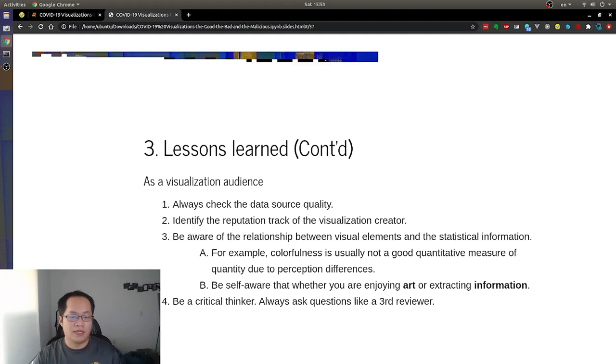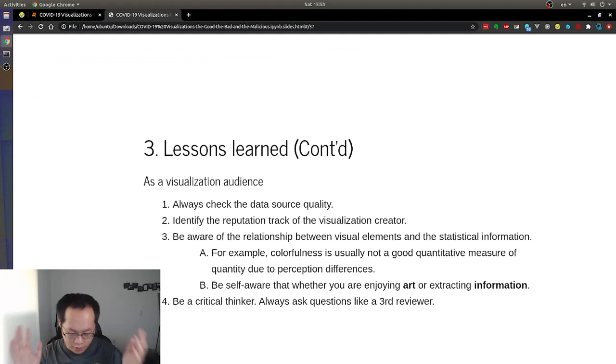You are not enjoying artwork. At least you have to do something. You have to extract information. At the end, be a critical thinker. Always ask questions like a third reviewer, because you are the one who is going to accept something. So ask questions and torture the visualization creator to get what exactly is hidden behind the visualization.